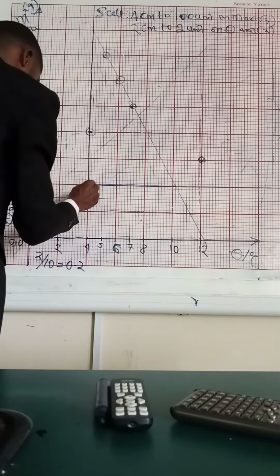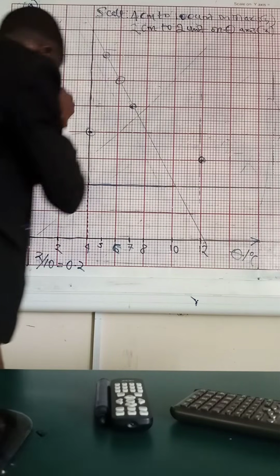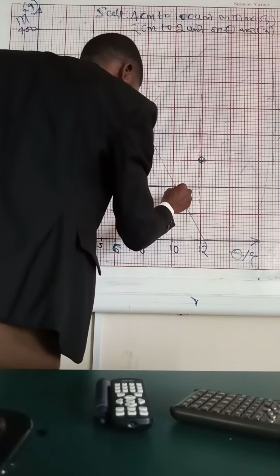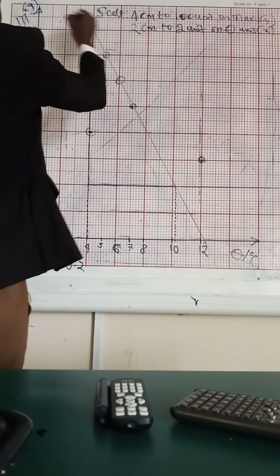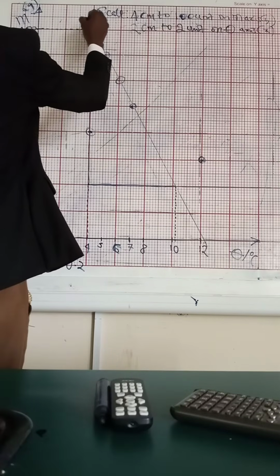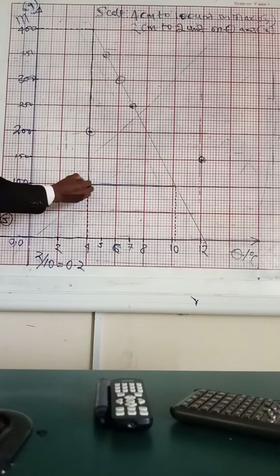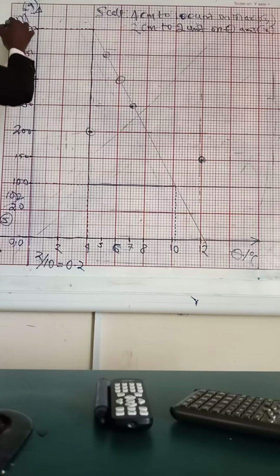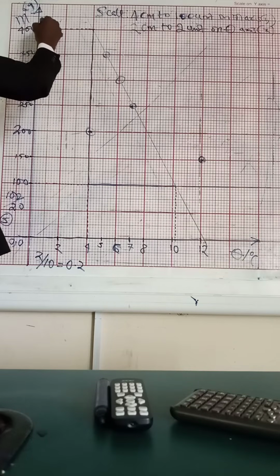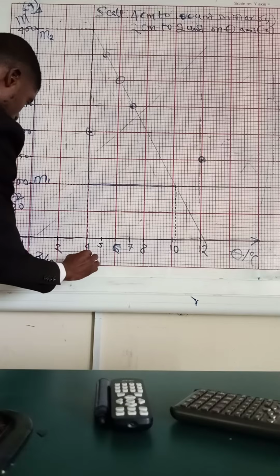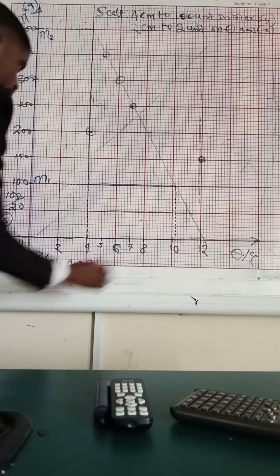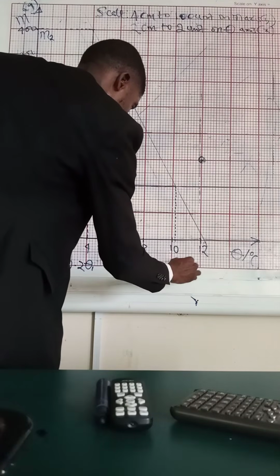So you put a dot there, and then a dot, also a dot, and then a dot. So this point is your M2, and this point is your M1. Likewise, this point is your theta 1, and this point here is your theta 2.